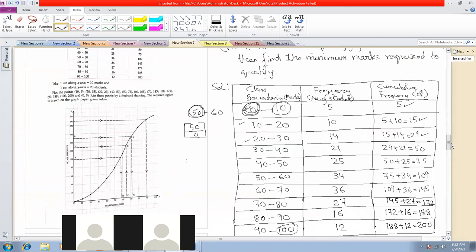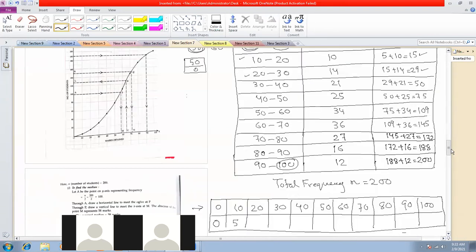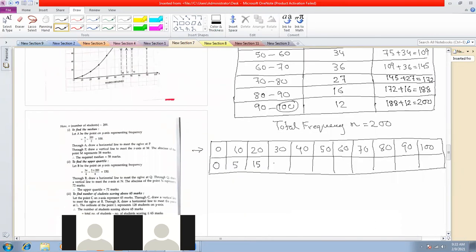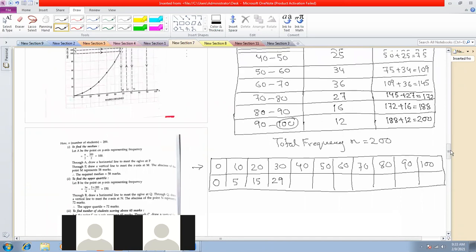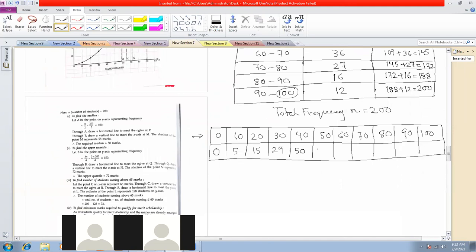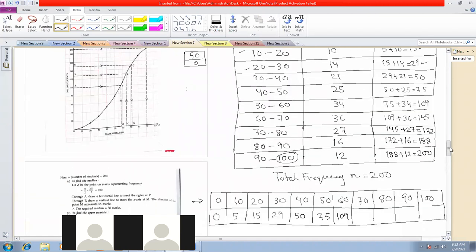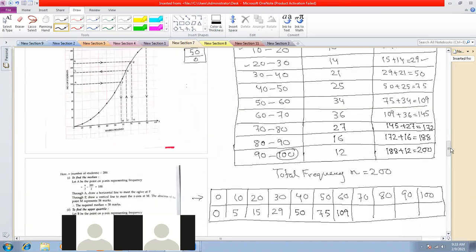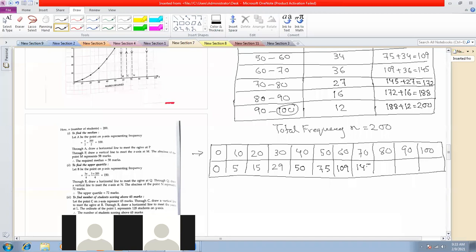So you have the next ones as 15 and then 29. And the next ones you have 50, 75, 109. Then you have 145, 172, 188, and finally you have 200. All this forms my x coordinates, and all this forms my y coordinates.